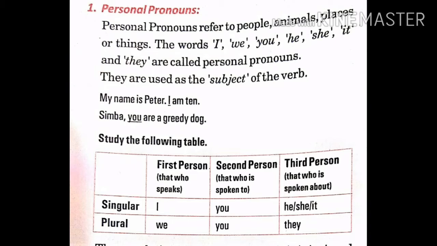They are personal pronouns and basically they are used as the subject of the verb. For example, my name is Peter, I am 10. I is referring as the subject and I is the personal pronoun. You can look at the table given below. I act as first person in singular form and we act as first person in plural form. You act as second person in singular as well as plural form. He, she, it act as third person in singular form and they act as third person in plural form.